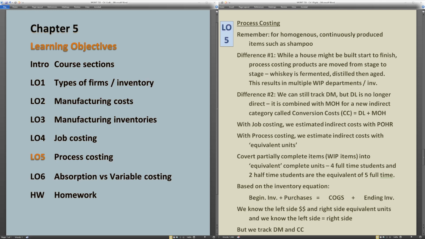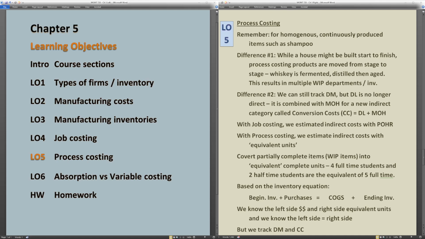Well, what's the result of this? Rather than having one work in process account, you have multiple work in process accounts because each of these stages is a different work in process stage. So you may have a fermented work in process, a distillation work in process, an aged work in process, and you would be managing the different batches as they move through these. So process costing has multiple work in process. Job costing typically has one work in process.